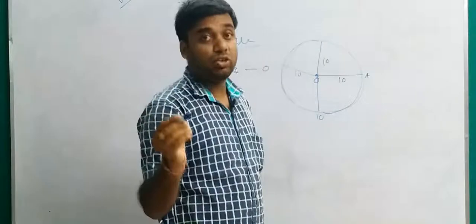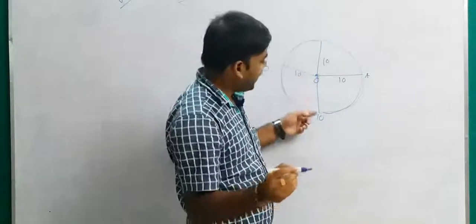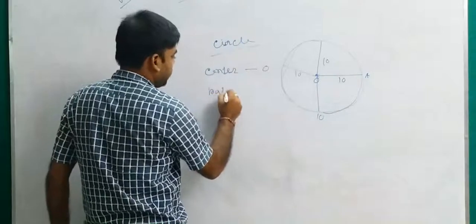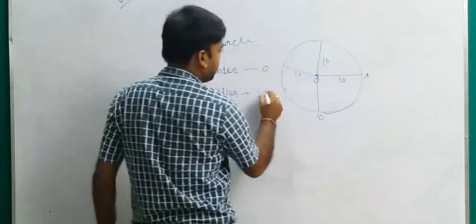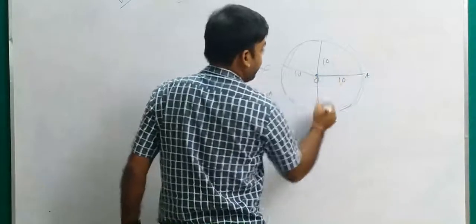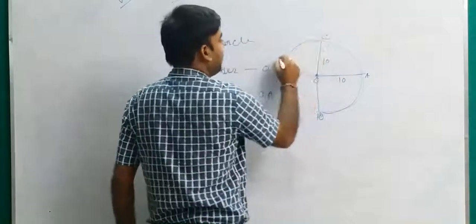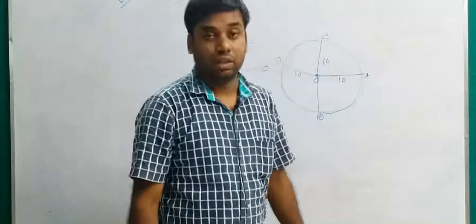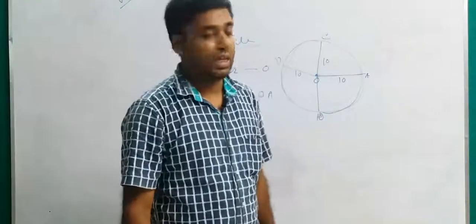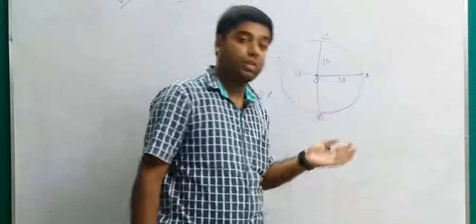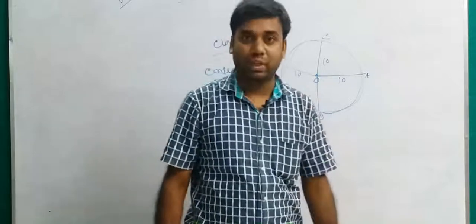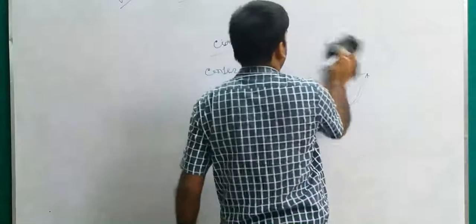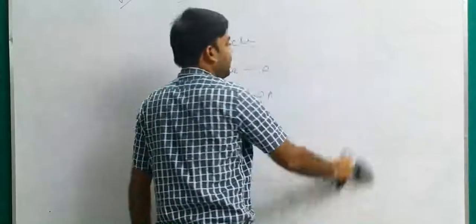The line joining the center and any point on the circumference is called the radius, that is OA, OB, OC, OD, and the measure of the radius of a circle is the same. Any circle cannot have two different radii. The radius means the distance between the center and any point on the circumference.